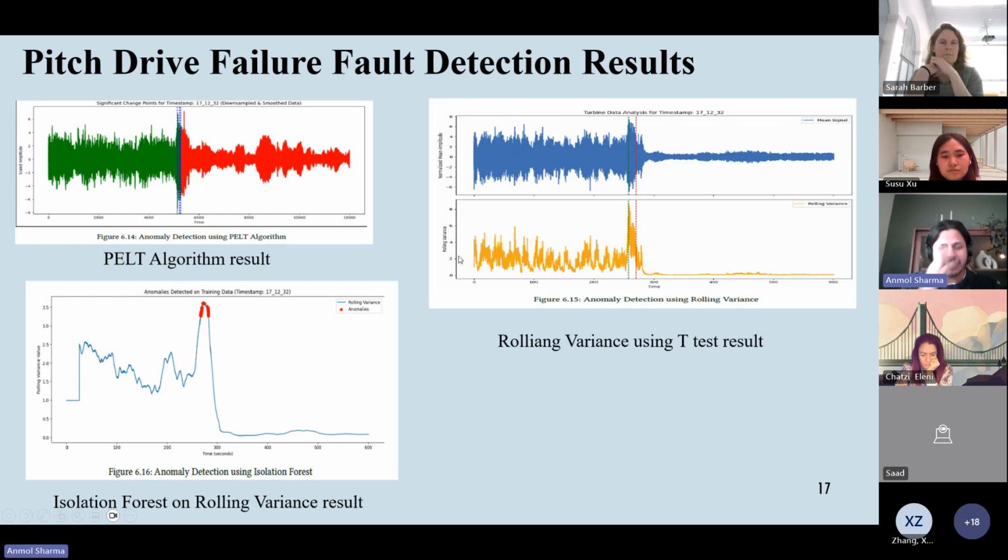These are the 3 results I used for the pitch drive failure, for the fault detection, for the pitch drive failure, yes.